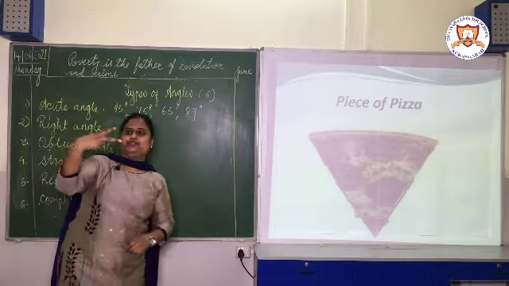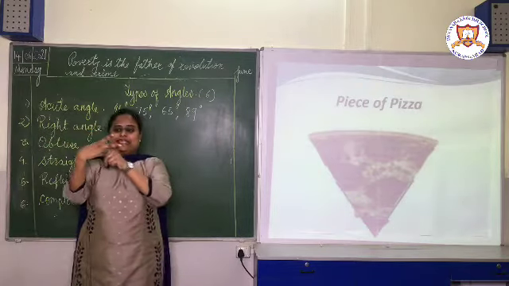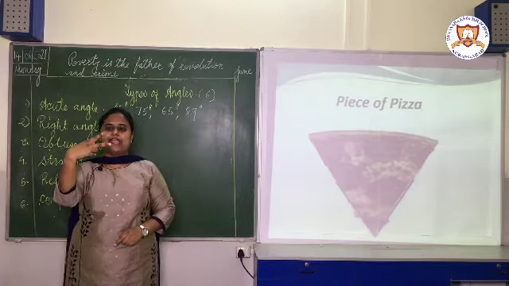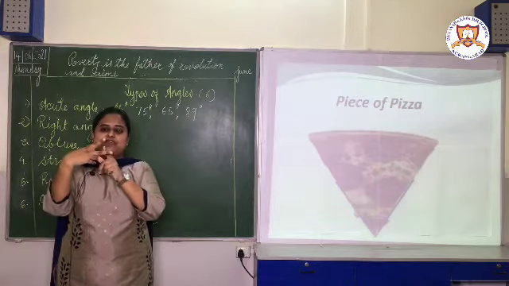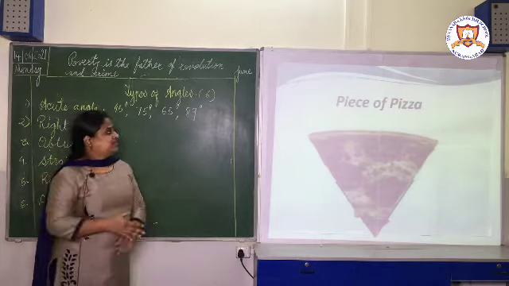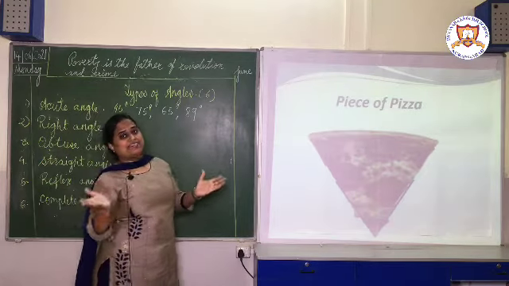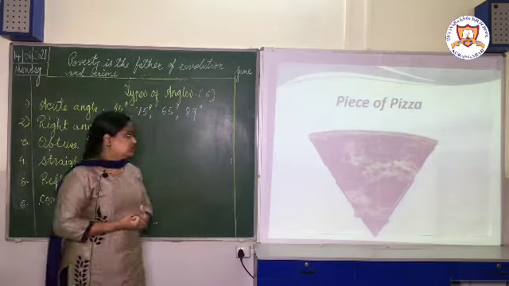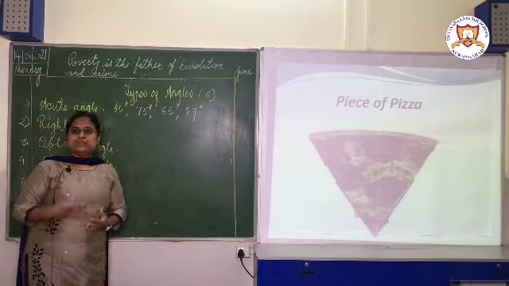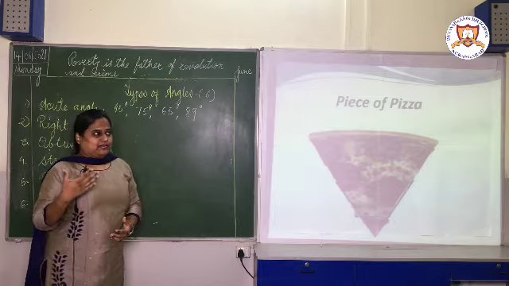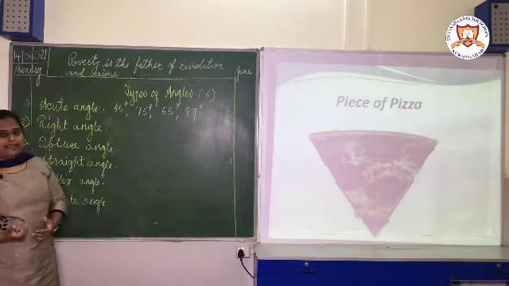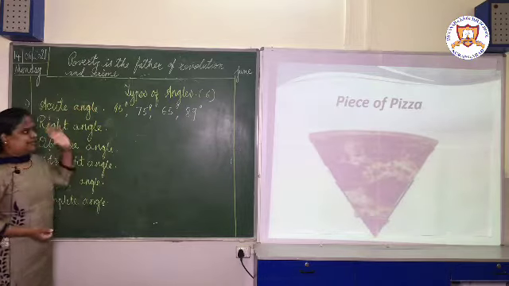Okay, one more example I'll give you of acute angle. Now, just see this half finger. This index finger and this middle finger. Between this index finger and middle finger, this angle is formed. This angle is called an acute angle. Okay, so there are n number of examples we can see in our day-to-day life. So, what is meant by acute angle? Acute angle means the angle whose measure is greater than 0 degree but less than 90 degree, that angle is called an acute angle.